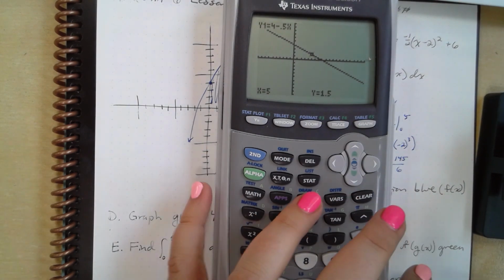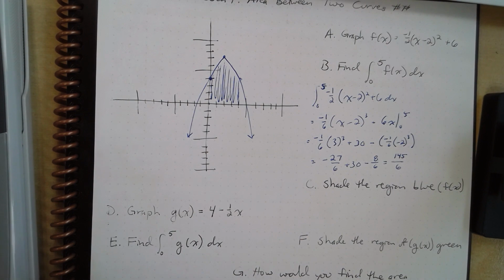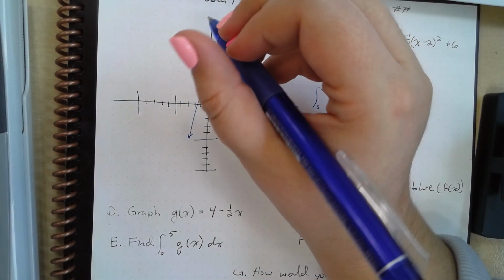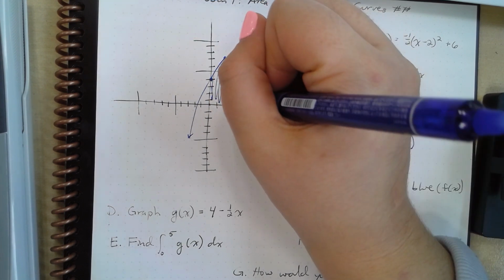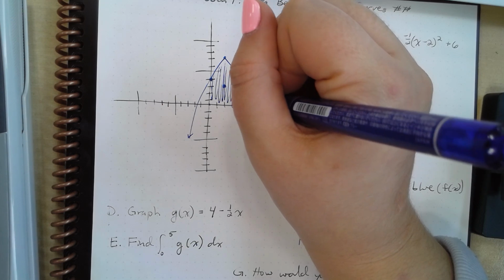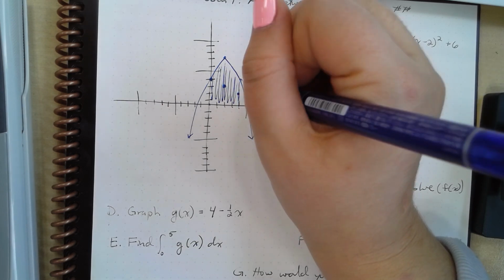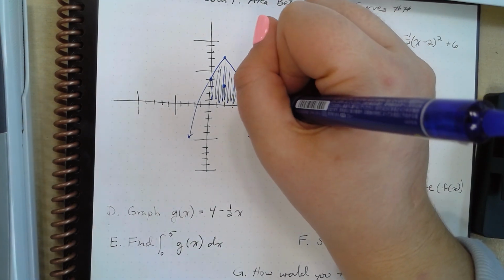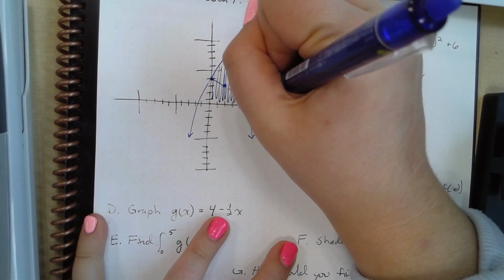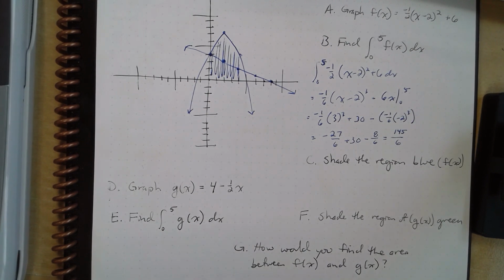If I trace here at 0, I'm at 4. That's kind of cute. At 2, I'm at 3. At 4, I'm at 2. And at 6, I'm at 1. Looks like at 8, I'm at 0.5. I don't know why that happened, but anyway. So my line looks something like this. Okay. All right, hopefully you can see that.